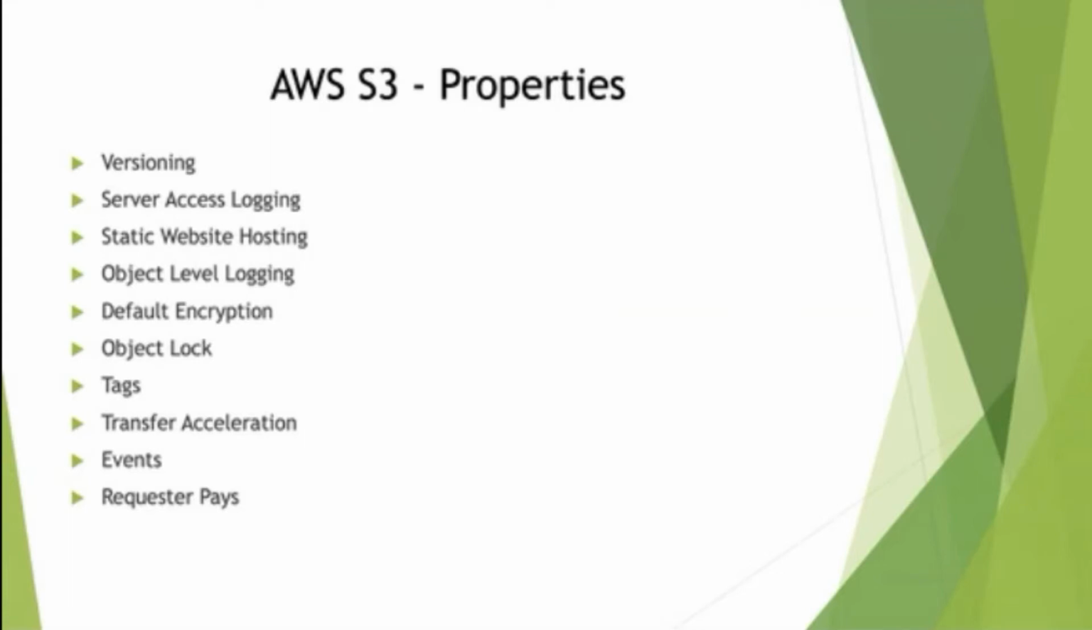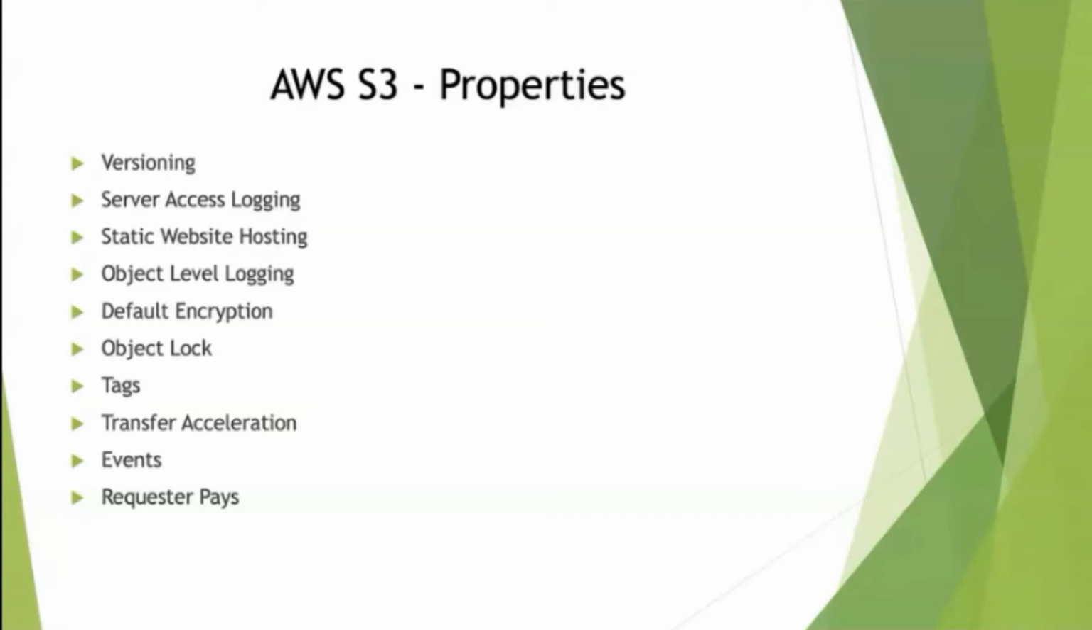And then you also have events, wherein for every API call that happens to your S3 bucket, whether it be a create object or a put object, or a delete object or an update object, for some of these APIs you will be able to trigger a notification, publish a message to an SQS queue, or trigger a Lambda function. Those come under events, which we will look at tomorrow in more detail. And then the last one is requester pays. So these are some of the properties of an S3 bucket.